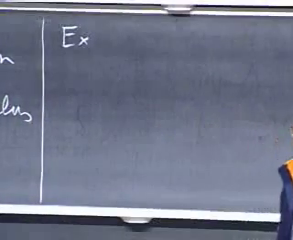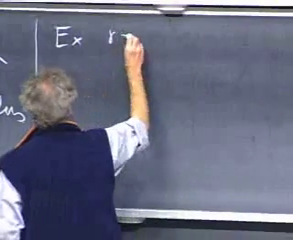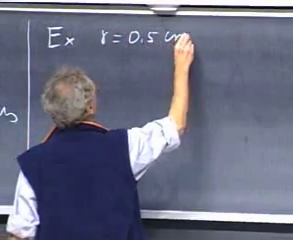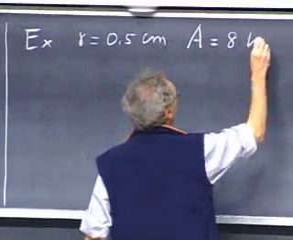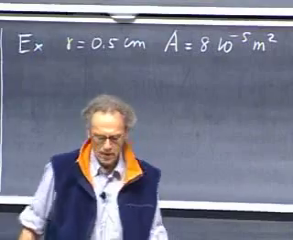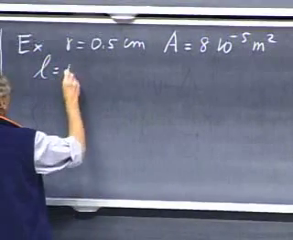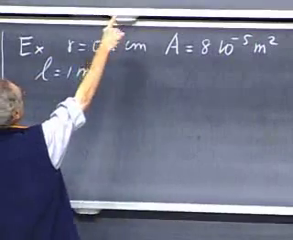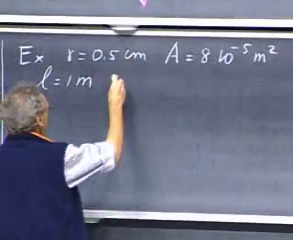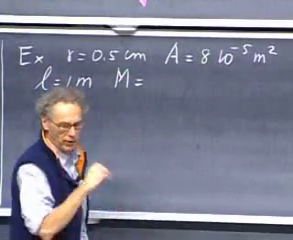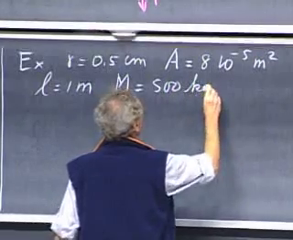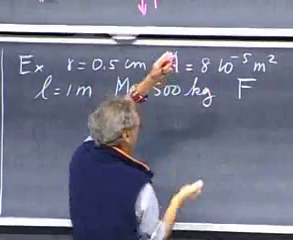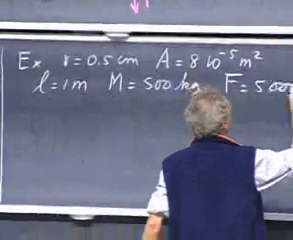I can take a rod with a radius r, which is 0.5 centimeters. That would give me a cross-sectional area of 8 times 10 to the minus 5 square meters. So a centimeter thick, the rod. I make it very simple. I make the length 1 meter. And I hang on the rod at the bottom a mass M, which let's say is 500 kilograms. Yes, I want 500 kilograms. In other words, the force which I pull on the rod is about 5,000 newtons.